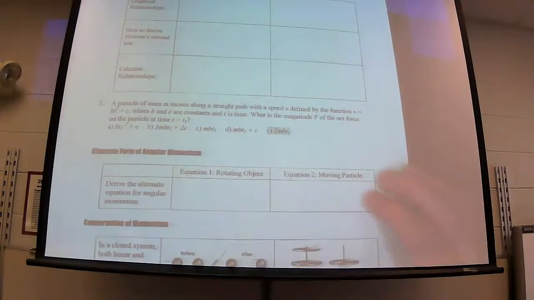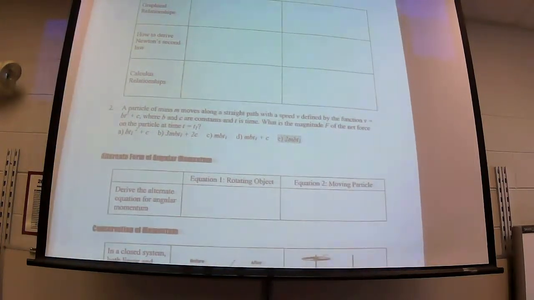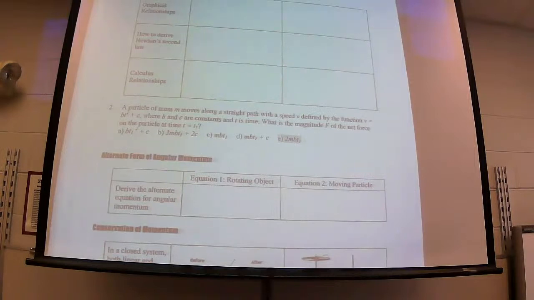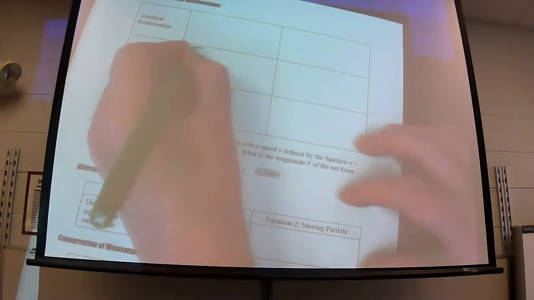And I am not going to do the calculus part of this today. I'm going to save that part. All right, so we're going to start with how to derive Newton's second law. Newton wrote his second law, F equals ma, in terms of momentum. He didn't write it F equals ma the way you and I learned it. He wrote the impulse momentum theorem. So I'm going to write down Ft.